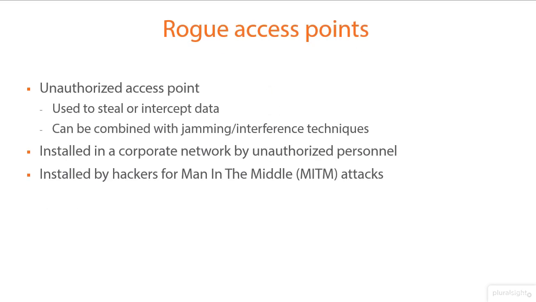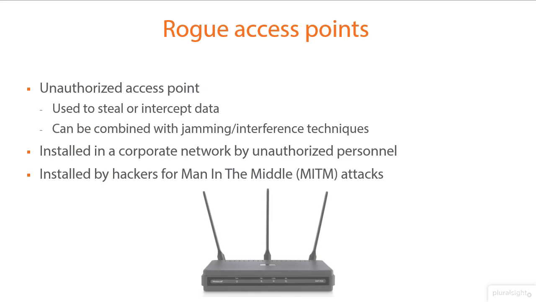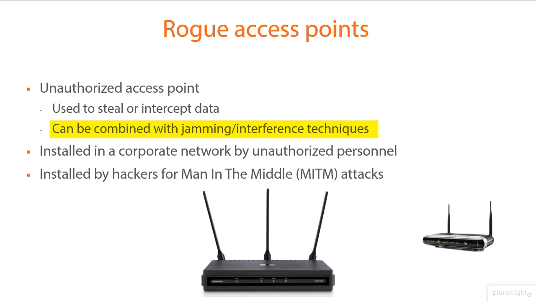All right, so on a wireless network, there are access points that allow, as the name implies, people to get access to the network. Well, in certain situations, hackers can put what's referred to as an unauthorized access point, and that's used to steal or intercept data. We'll cover that more in just a moment. And it can be combined with jamming and interference techniques.